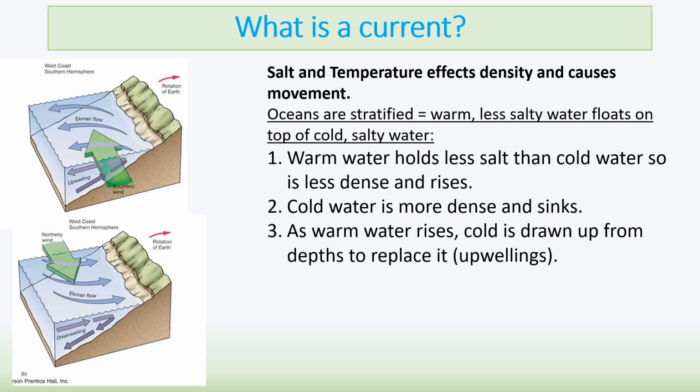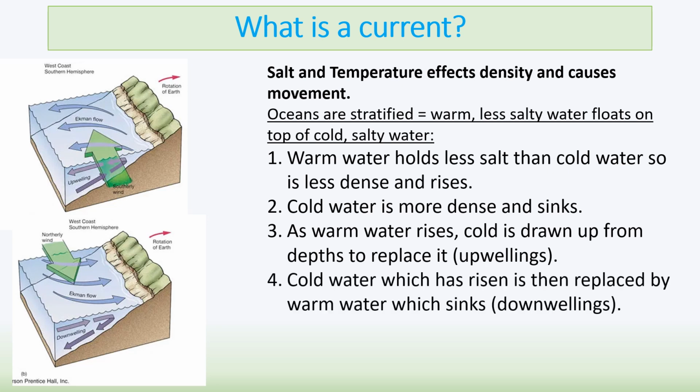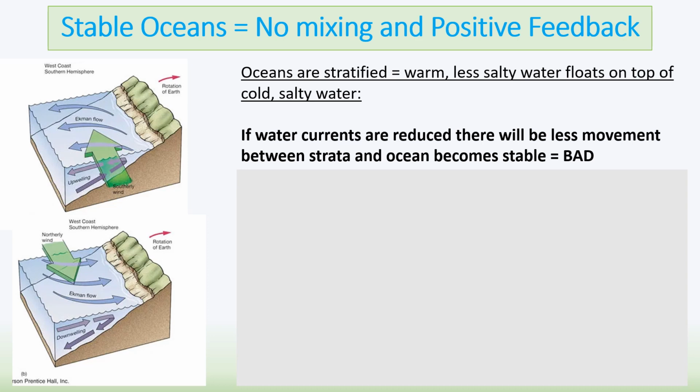And basically as the warm water rises, cold is drawn up from the depths to replace it in upwellings, and cold water which has risen is then replaced by warm water and sinks in downwellings. And the water will circulate between the cold deep and the warmer surface water. So what is happening is that some of the impacts of climate change are reducing the movement of water. And if water currents are reduced, there'll be less movement between the strata at the top, the warm, less salty water, and the cold, salty water below.